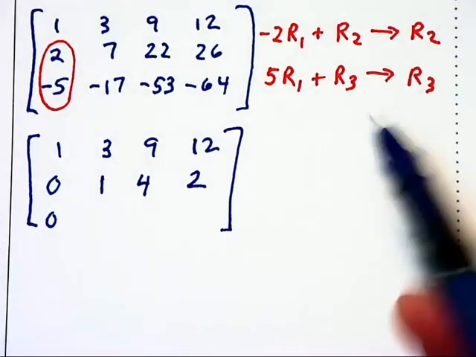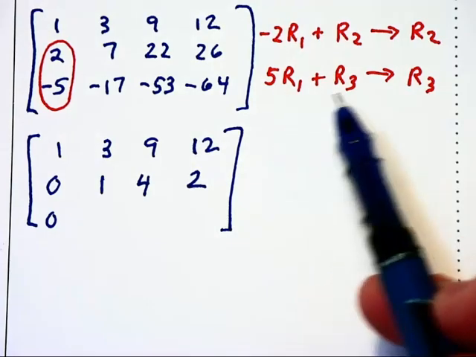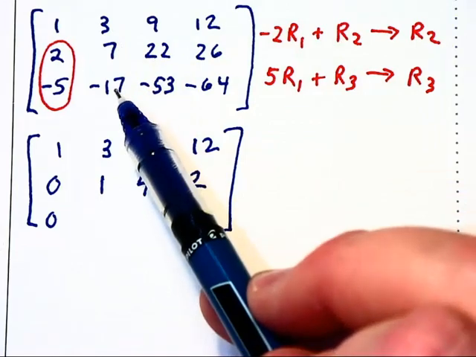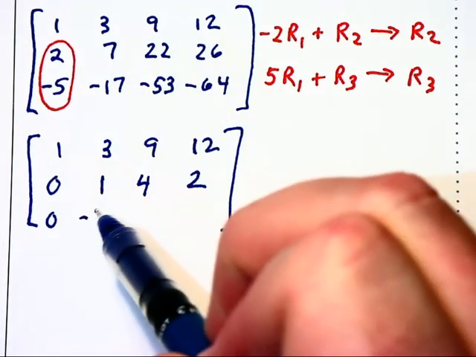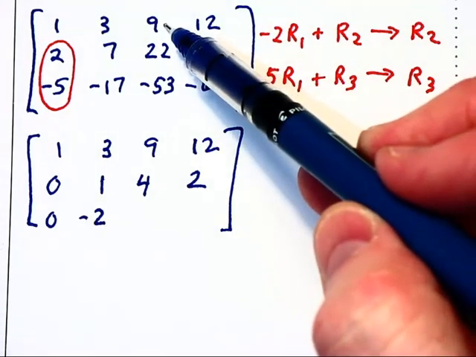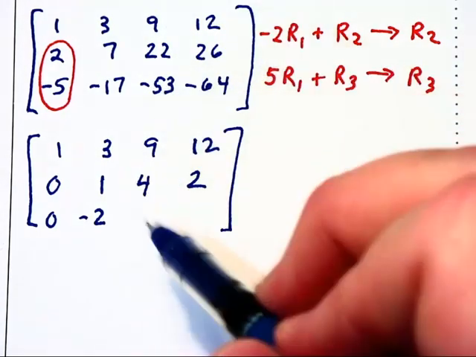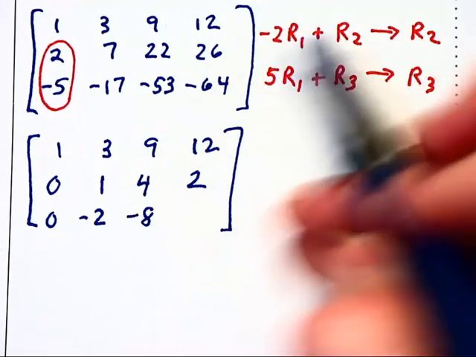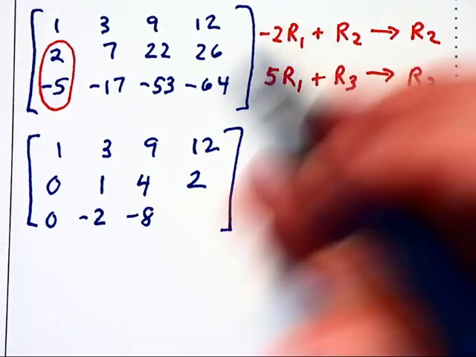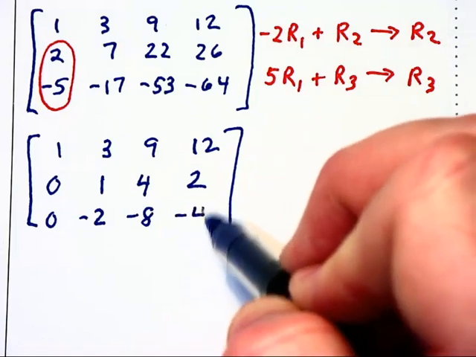Let's work on this bottom one. 5 row 1s plus row 3. 5 times that 3 is 15, minus the 17 makes negative 2. 5 times the 9 is 45, minus the 53 makes negative 8. 5 times this 12 is 60, minus 64 makes negative 4.